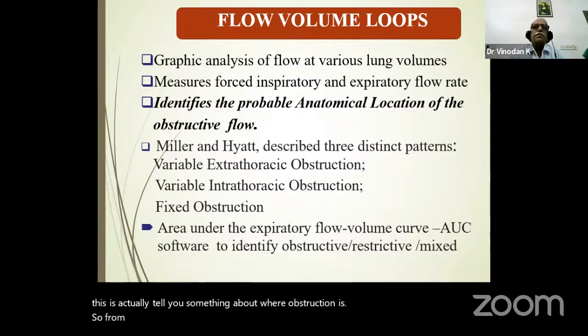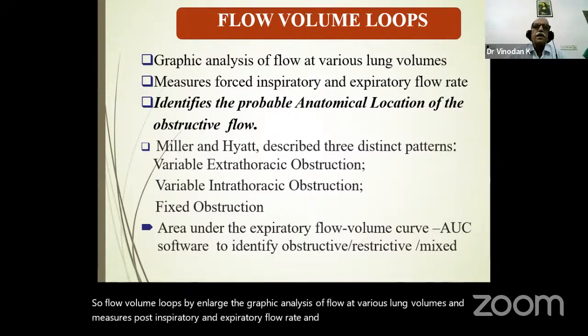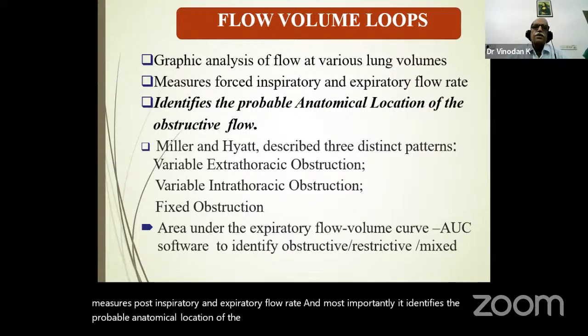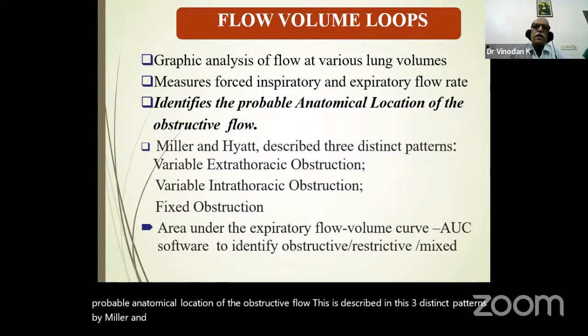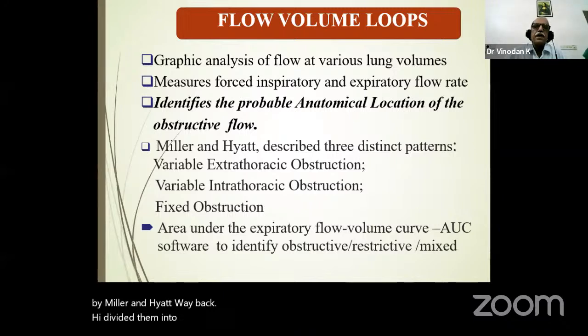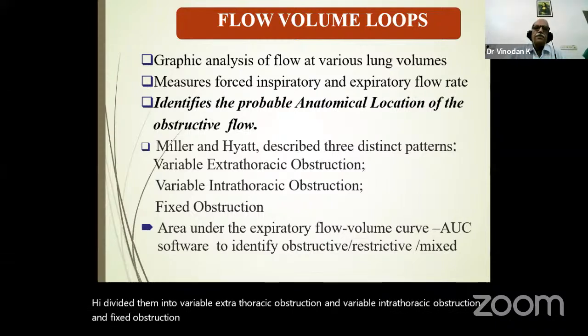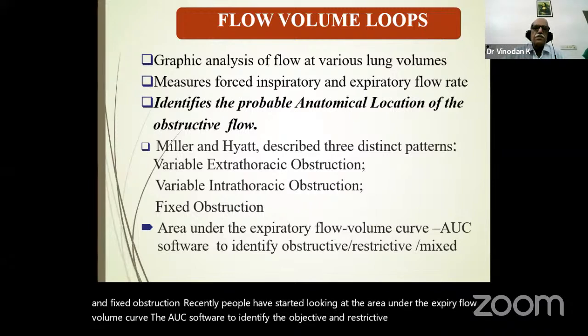So flow-volume loops, by and large, are the graphic analysis of flow at various lung volumes and measure forced inspiratory and expiratory flow rate. Most importantly, they identify the probable anatomical location of the obstructive flow. This is described in 3 distinct patterns by Miller and Hyatt way back. They divided them into variable extrathoracic obstruction, variable intrathoracic obstruction, and fixed obstruction. Recently, people have started looking at the area under the expiratory flow-volume curve, the AUC software, to identify the obstructive, restrictive and mixed pattern.